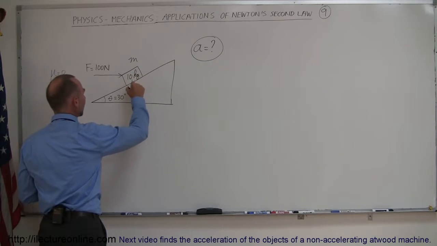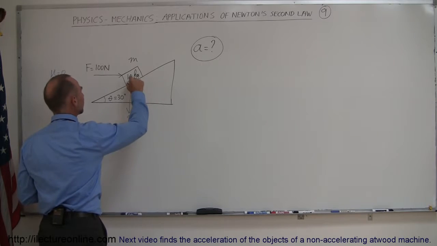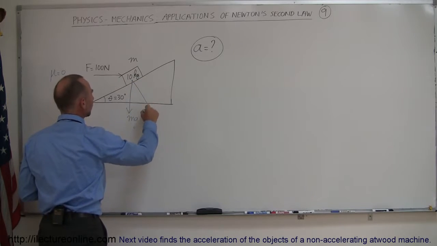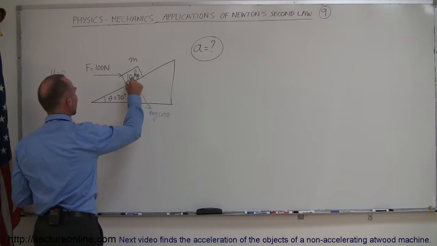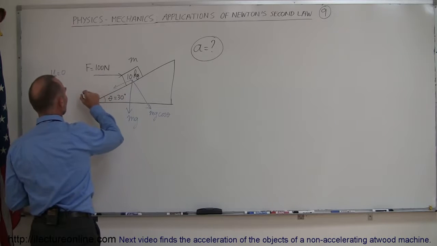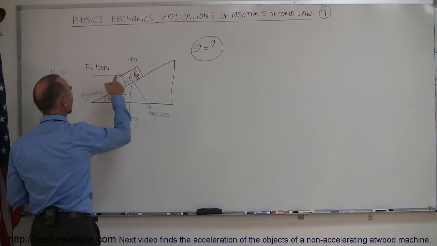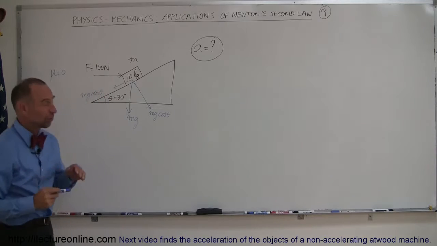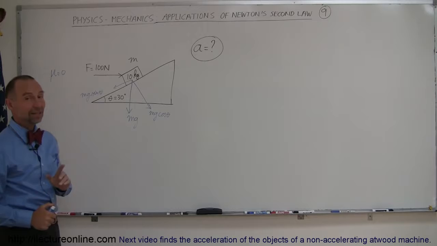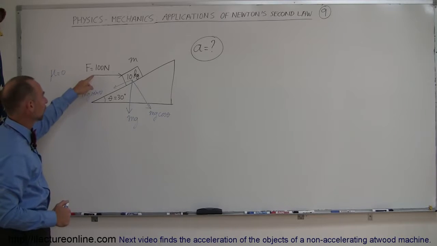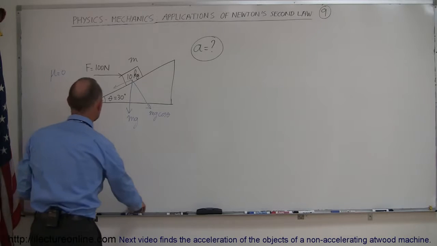We have the weight of the block pulling the block downward, which is mg, which gives us the perpendicular component, which is mg cosine theta. And we have the parallel component to the incline, which is mg sine of theta. Now, the 100 Newton force, even though it's pushing the block horizontally, is not horizontal to the incline. So we also have to find the components of this force, which are parallel and perpendicular to the incline.